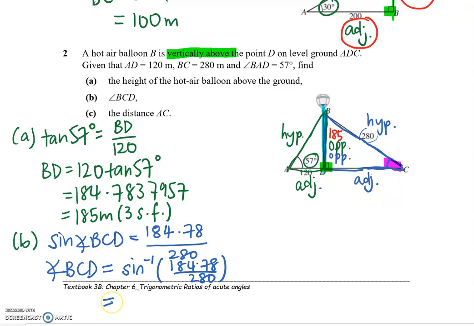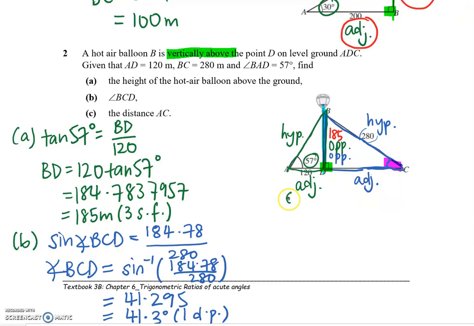Press your calculator and you will get a long value, 41.295 and so on. When we round off, sorry, not 3 degrees, to 1 decimal place, we will have 41.3 degrees, 1 dp.